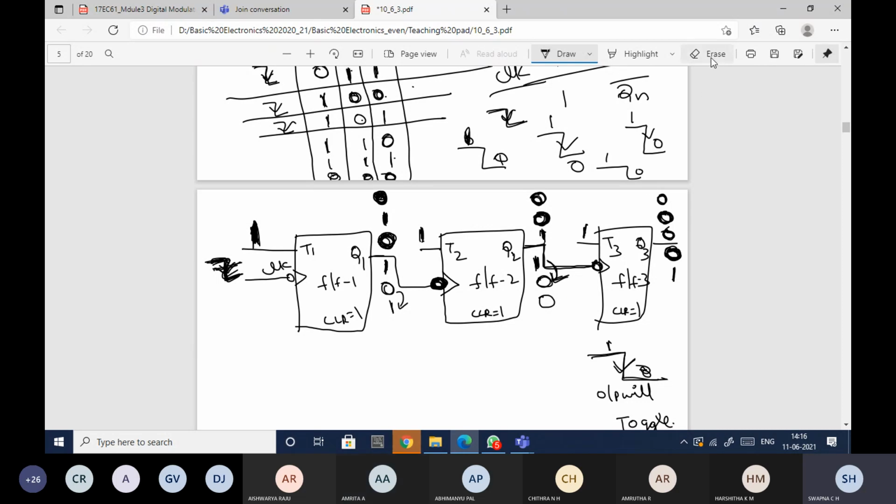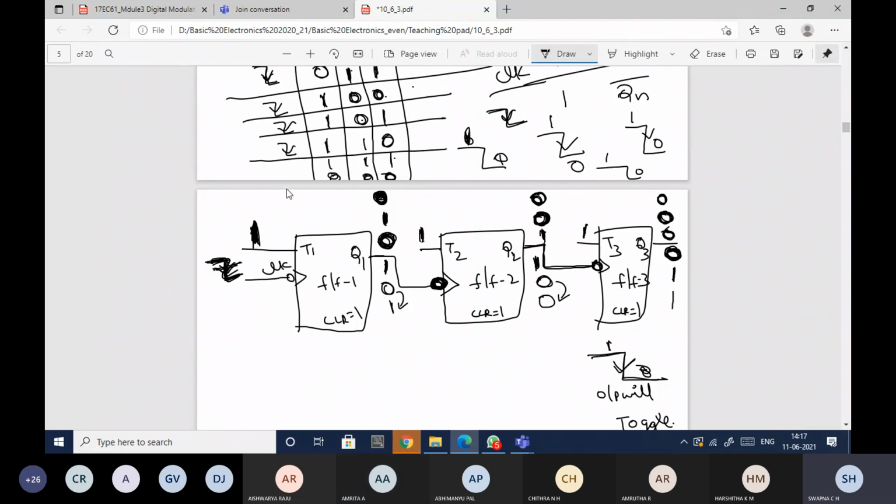Observe the Q2 output, how it is changing. Q2 output is changing from 0 to 0. Am I getting the correct clock to flip-flop 3? No, ma'am. So what happens? It will not toggle. It will stay in the same state, so 1. So see, 1, 0, 1. That is what I've got as my output. Yes or no? Yes, ma'am. I hope people are understanding.